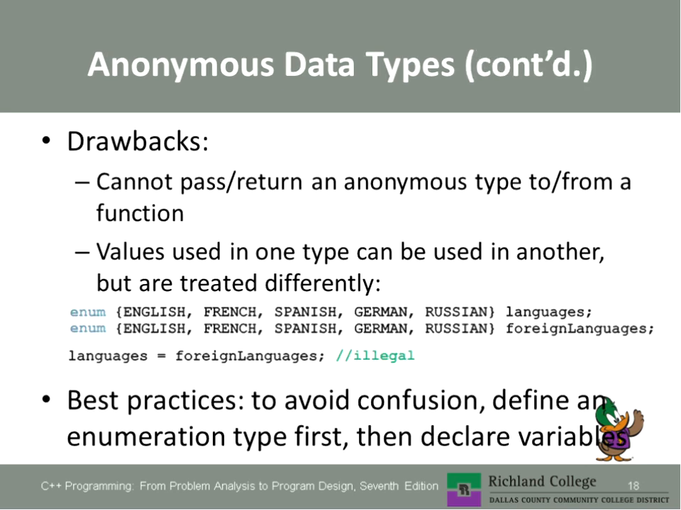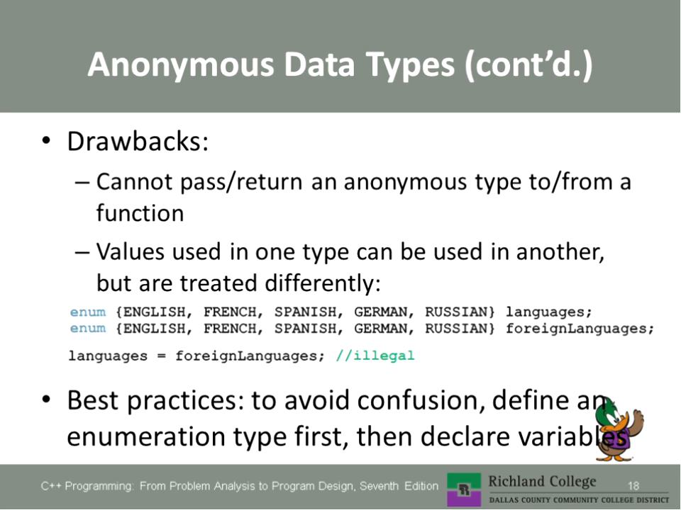But of course, it also comes with some strange effects. So it's also going to have positive and negative effects, right? The drawback is it cannot be passed or return any anonymous type to or from a function. So now you have constant values that you cannot really send to functions. If you want to use these constant values locally, it's perfectly fine, but you cannot use them in other functions.